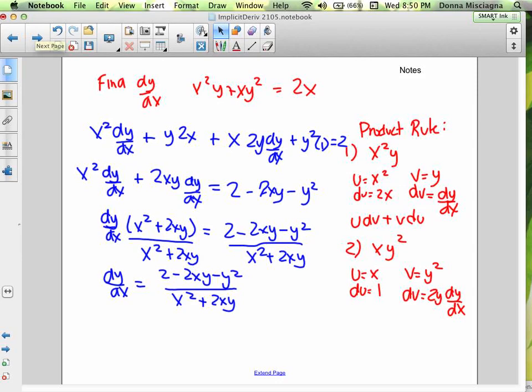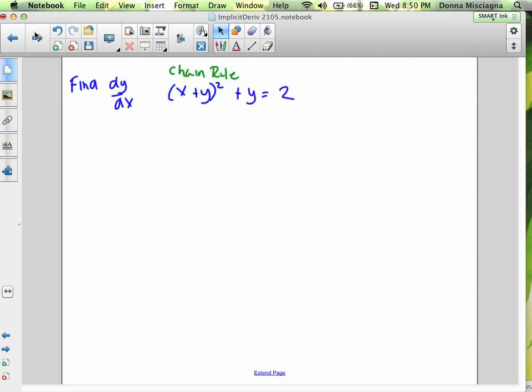Right? And this one is in your notes. This one is not in your notes. You're certainly welcome to write it down, but it's not in your notes. We have a chain rule here with the x plus y. So let's take a look at that.